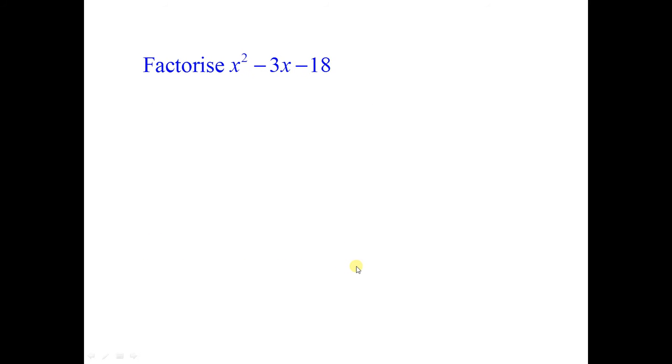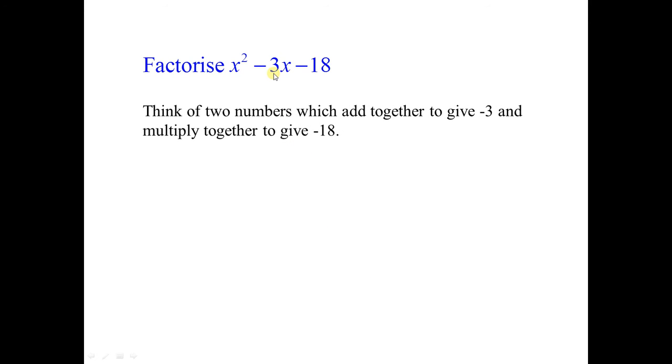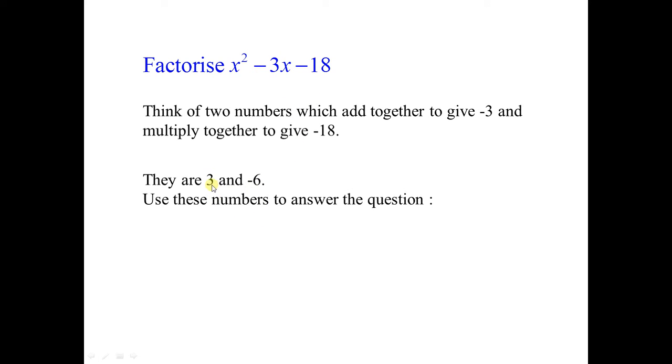Let's try this one. Two numbers to add to give minus 3 and multiply to give minus 18. What are those two numbers? The whole numbers add to give minus 3 and multiply to give minus 18. They are 3 and minus 6. And those are the two numbers you stick into the brackets: x plus 3, x minus 6. There you go. When you multiply this out, always check that you do get the original quadratic.